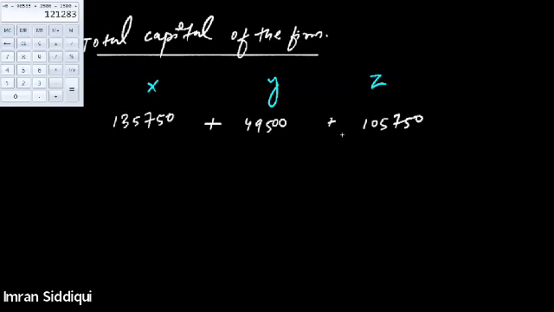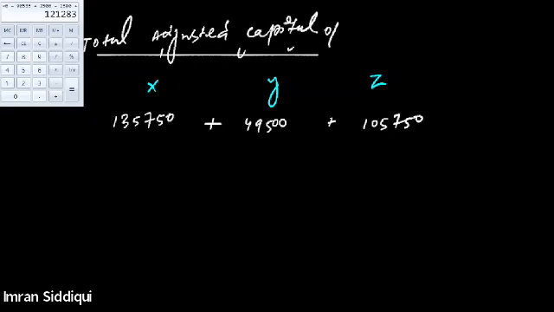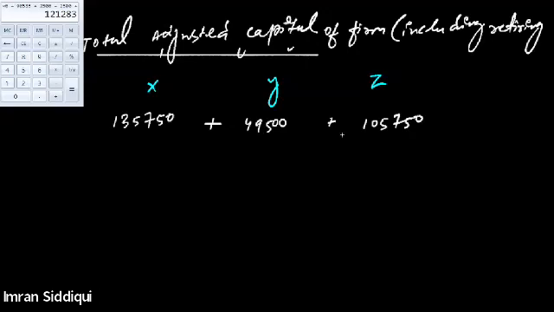Total adjusted capital of the firm, including the retiring partner. Why are we including that? Because ultimately, this has to be contributed by the existing partners. So we are including this as well. So the total adjusted capital of the firm will be 1,35,750 plus 49,500 plus 1,05,750. So this will give us 2,91,000.